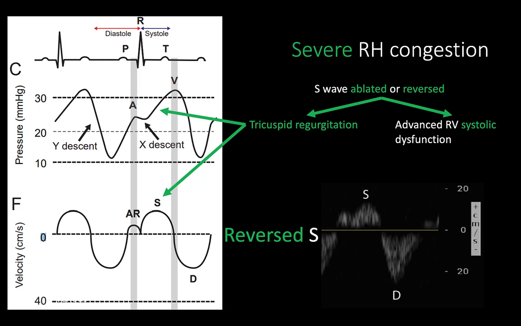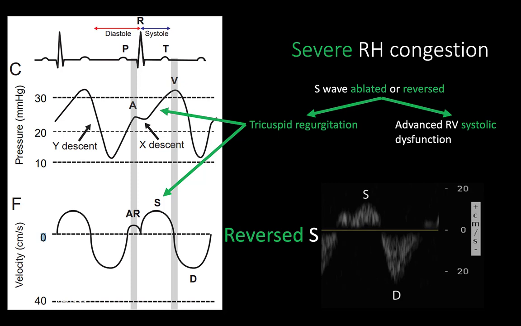As this continues to worsen, this change in the S wave can lead to complete reversal of the flow. The exact physiopathology is generally associated with tricuspid regurgitation. In this context, the ventricular ejection is transmitted to the right atrium and then to the hepatic vein. However, in certain situations, this may be present in advanced right ventricular systolic dysfunction.